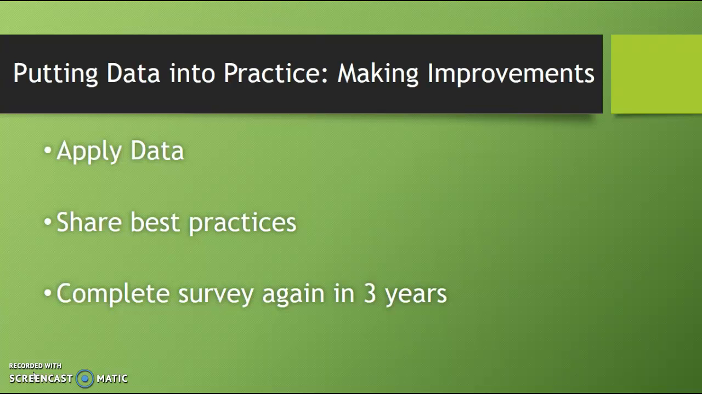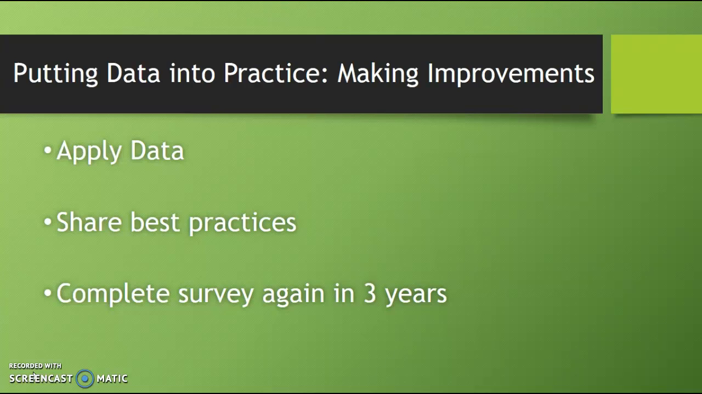So by learning from the best practices of peer institutions, we have an opportunity to make significant progress in developing stronger leadership development programs. In addition to applying the data and sharing those practices across campuses, the MSL provides a neat opportunity to complete the survey again in 3 years. So as they offer this every 3 years, individual schools, by using that internal benchmarking from a previous iteration of the survey, can then look at progress.